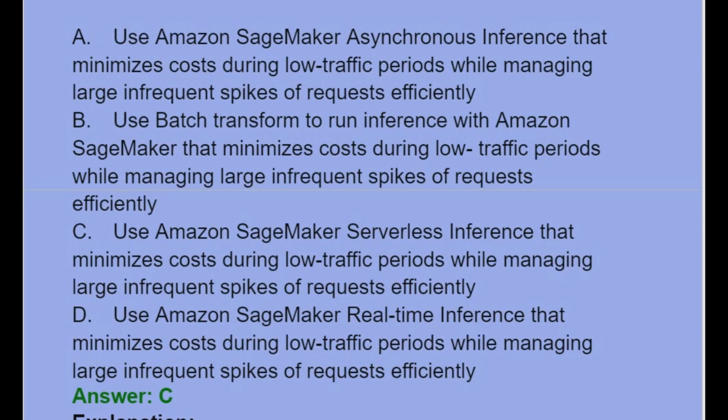Option C, use Amazon SageMaker serverless inference that minimizes cost during low traffic periods while managing large infrequent spikes of requests efficiently. Option D, use Amazon SageMaker real-time inference that minimizes cost during low traffic periods while managing large infrequent spikes of requests efficiently. Correct answer is option C.